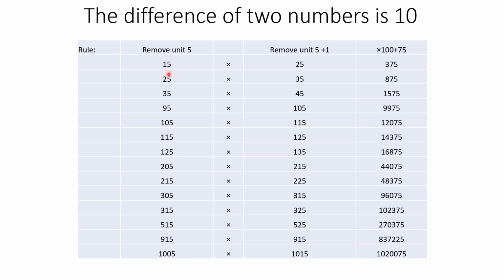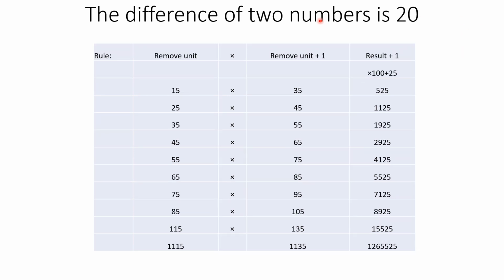So here let's take a look. 15 times 25. Remove the 5's. 1 times, then add 1 to the bigger number, so 1 times 3, 375. 25 times 35, remove the 5's. 2 times 3 plus 1, 4. 2 times 4, 8, 75. It works with every single number in the list. And even more, I just didn't list them all.